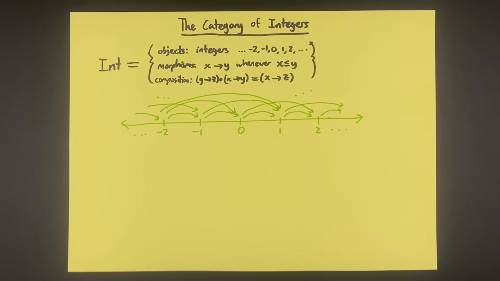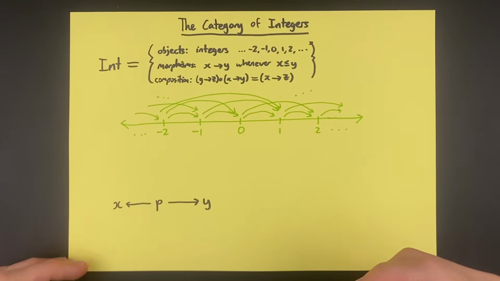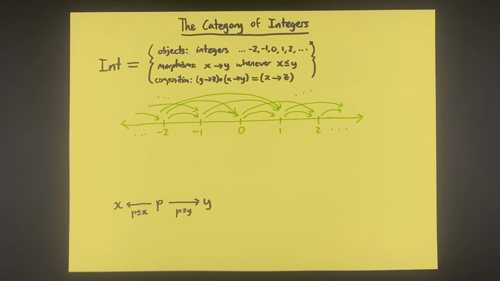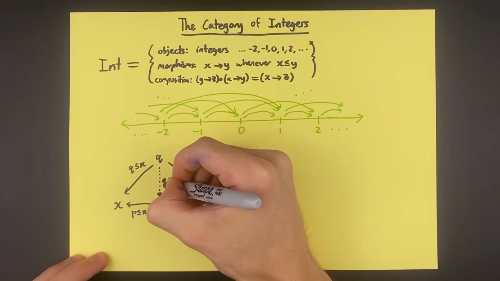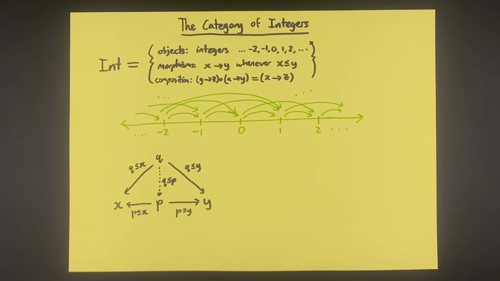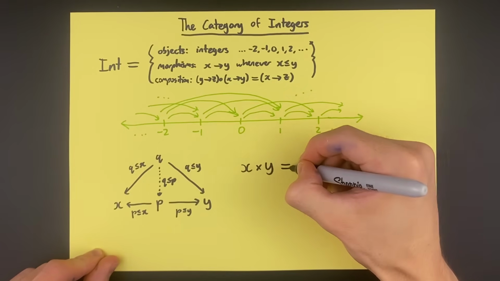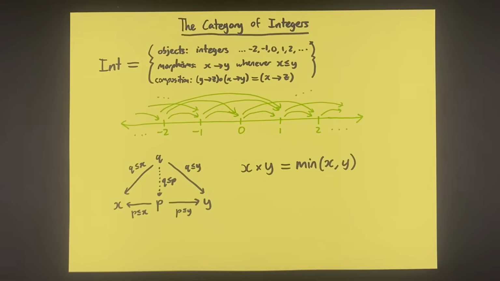Do products exist in this category? If I have two numbers, x and y, their product is a number with morphisms to both x and y, meaning it must be less than or equal to x and y. We also require that any other number less than or equal to x and y must have a morphism to the product. So, the product of x and y is the biggest number that's less than or equal to both x and y, which means it's the minimum of x and y. How cool is that?